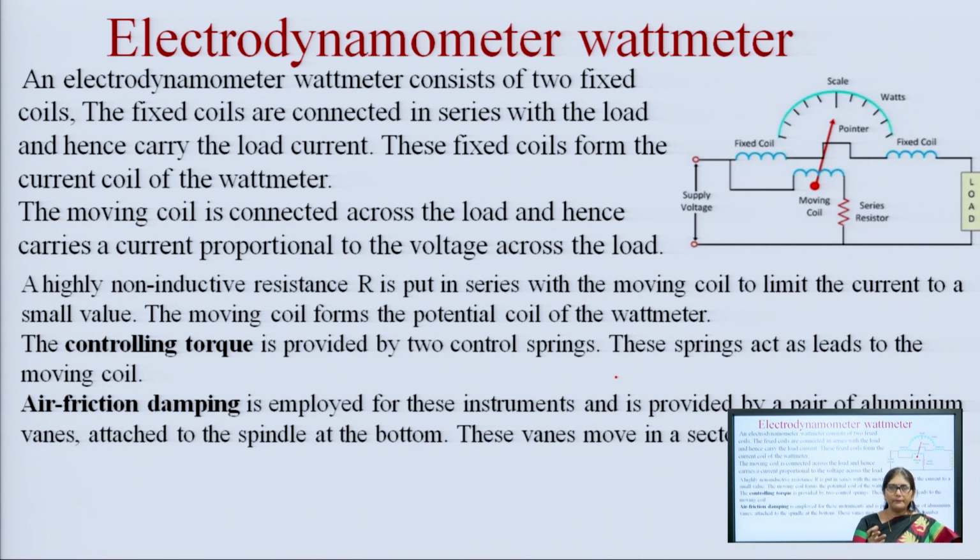Now, in this instrument, as I have discussed already, the controlling torque is provided by two control springs and the damping is provided by the air friction damping. In this instrument, eddy current damping is not used. Eddy current damping is used in the induction type wattmeter.